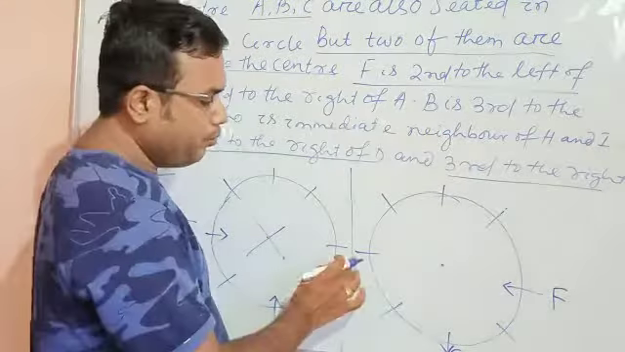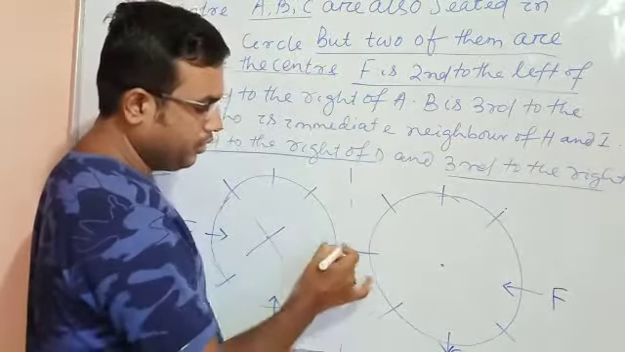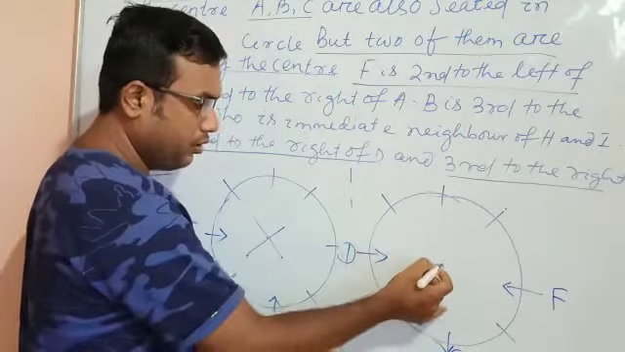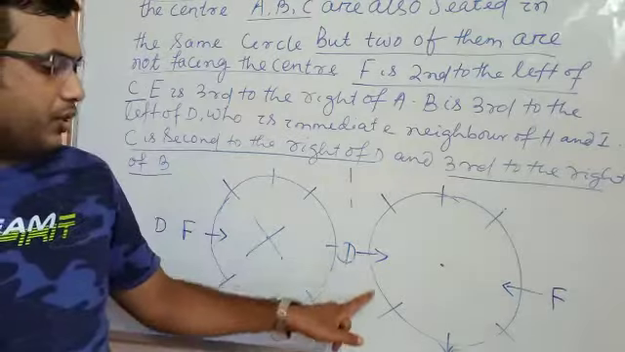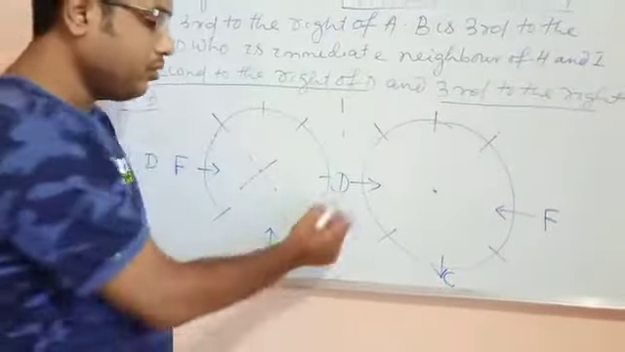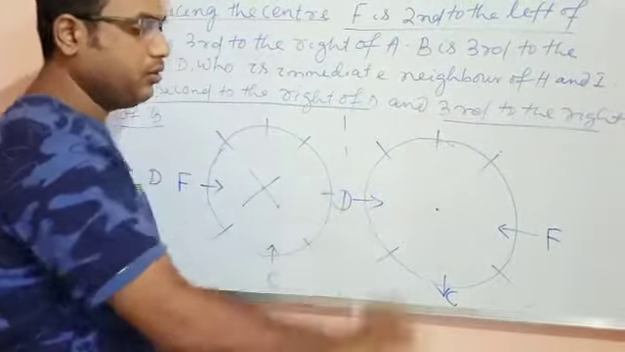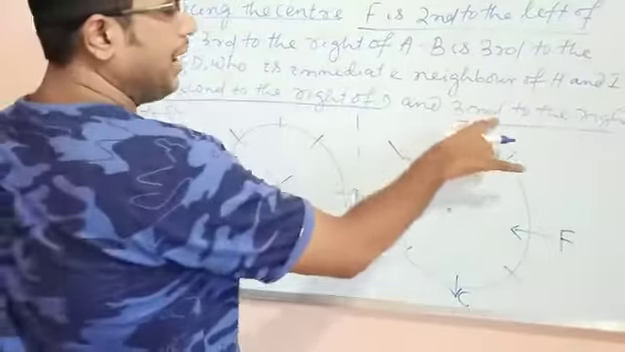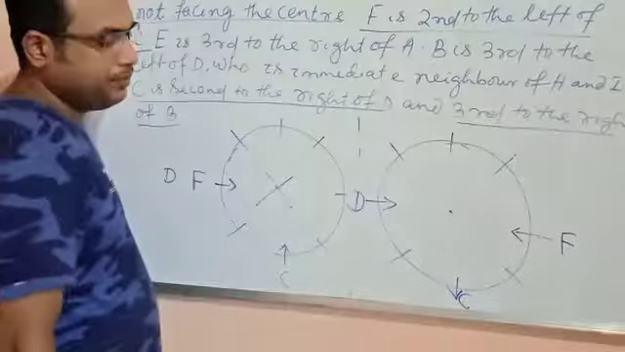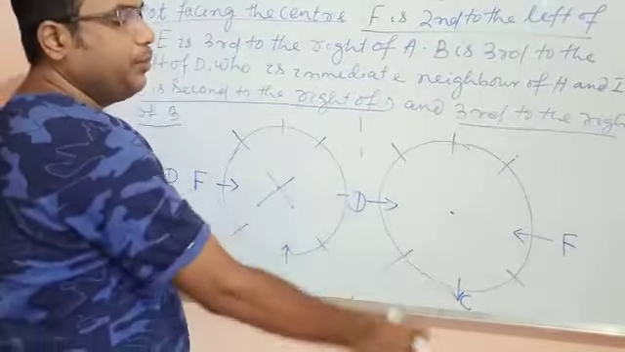Right, now put D here. D is here and facing towards the center. See, C is now second to the right of D. 1, 2. Second to the right. This is the right side of person D. D is facing towards the center. Now try to execute this one: third to the right of B. So this is third to the right of B.